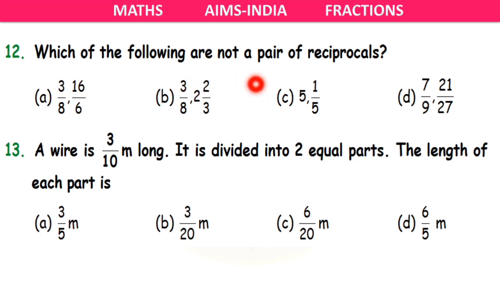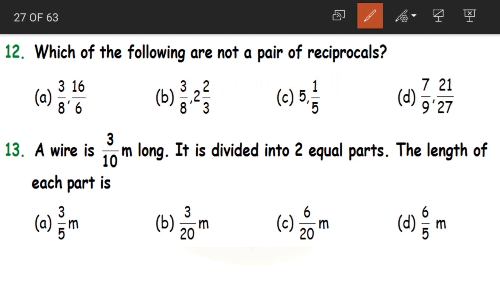Which of the following are not a pair of reciprocals? Now again, we know what reciprocals are, right? Let us check which of the following are not a pair of reciprocals. Now 3 by 8 and 16 by 6. If you look at this suddenly, you will say this is 3 by 8, the reciprocal should be 8 by 3. This is our wrong option, then this is not a reciprocal. So option A becomes the right answer. But it is not true.